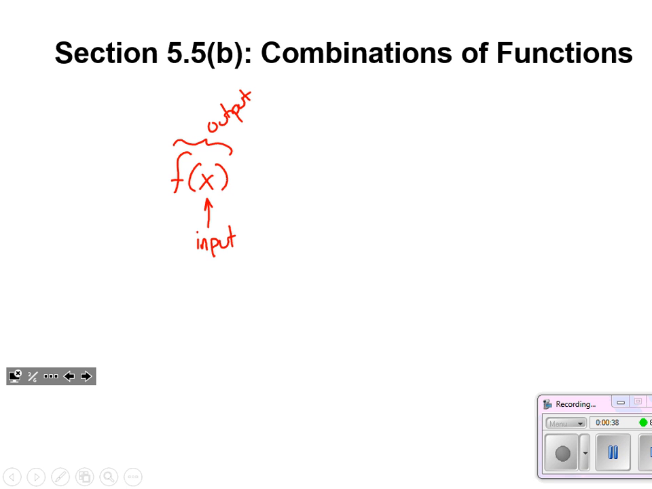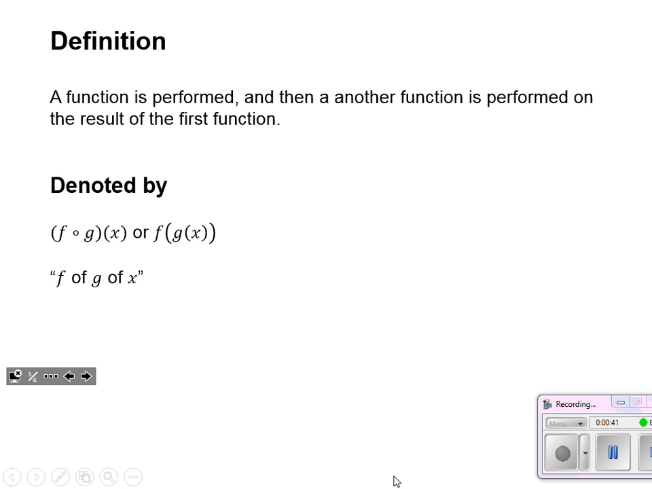So what we're dealing with today is a function being performed just like f of x, and then the result of that is plugged right into another function. And we have this new notation. It's a little circle here, and that is just read as "of." So when I look at this, it is f of g of x, just like we would have f of x from before.